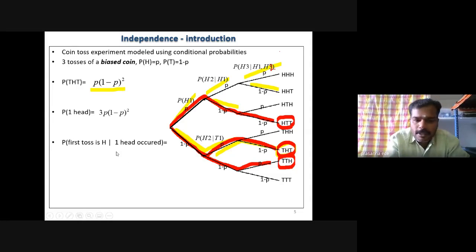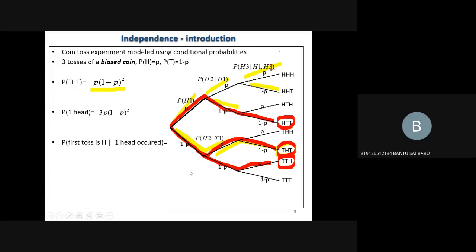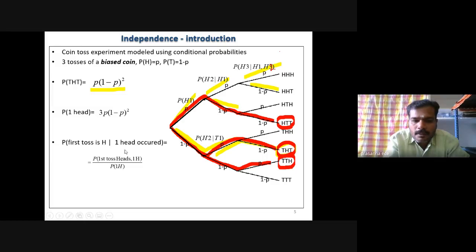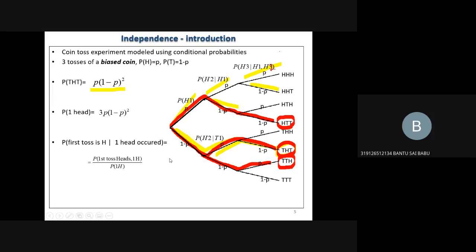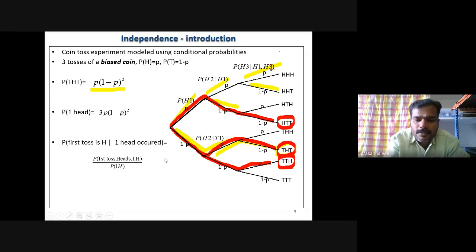So to attempt this question, first we'll use the definition of conditional probability, right? Yes, somebody told the answer: 1 by 3. Yeah, very good. So the answer is 1 by 3.